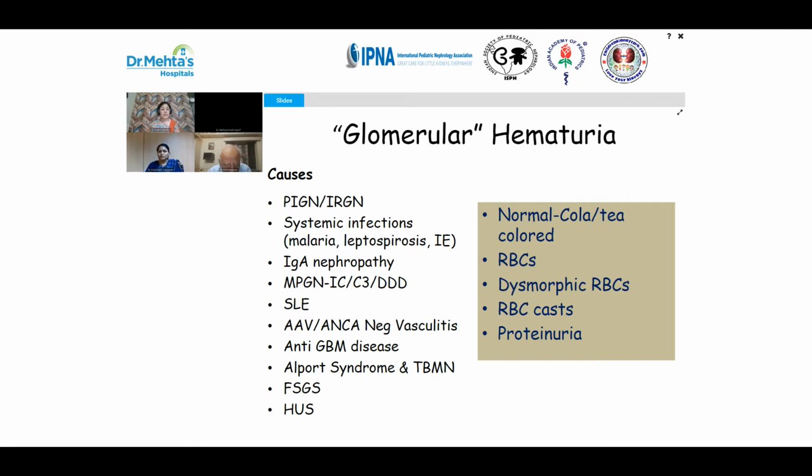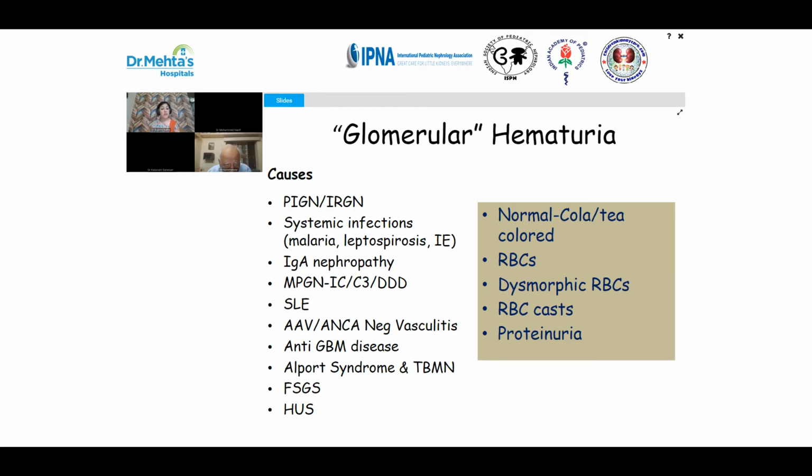In SLE, ANCA-associated or ANCA-negative vasculitis, anti-GBM disease, in Alport syndrome and thin basement membrane, and sometimes in 20 to 30% of FSGS, that means children who present as nephrotic syndrome may have microscopic hematuria. HUS is another cause of microscopic or gross hematuria rarely, but is not strictly a glomerulonephritis.